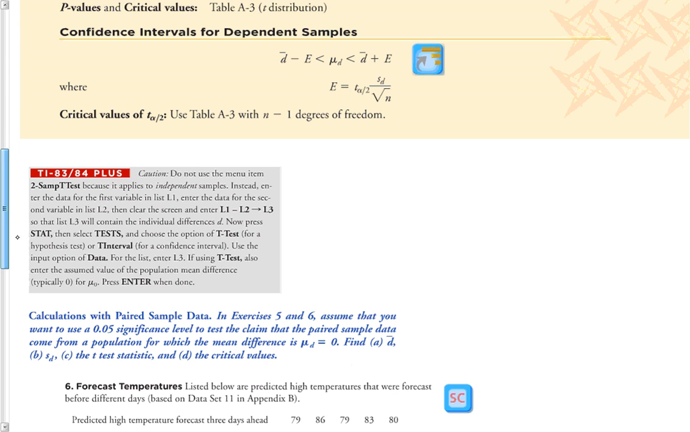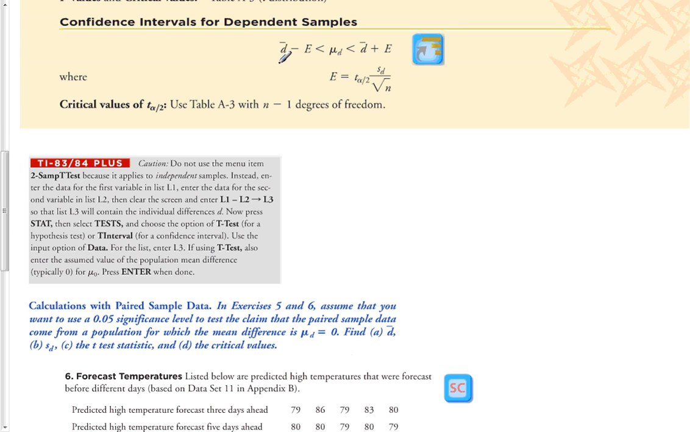And when we set up our confidence interval, we're going to use d bar as our point estimate for mu d, and then we're going to set up our margin of error using this formula. All right. So now let's take a look at a few examples.